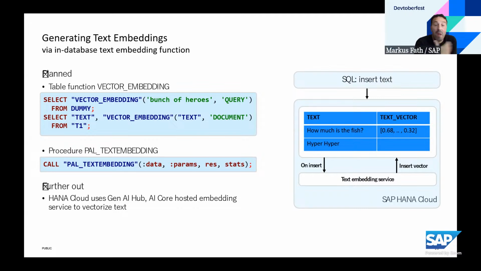If you want to do batch embedding, then you probably rather look at the procedure depicted below here, which is part of the PAL predictive analysis library, PAL text embedding, which takes a table as one of its inputs and then converts all of the natural language text in that table into embedding vectors. And you can work with the resulting table and, for example, update your table or store it.